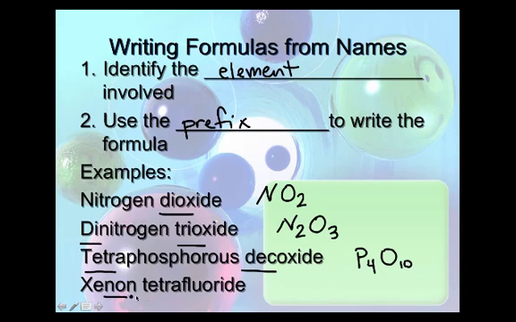Finally, I have xenon tetrafluoride, one of the only compounds that can be made with noble gases. So I have my xenon, Xe, and then how many fluorines? Tetra stands for 4. There we go. That's it.